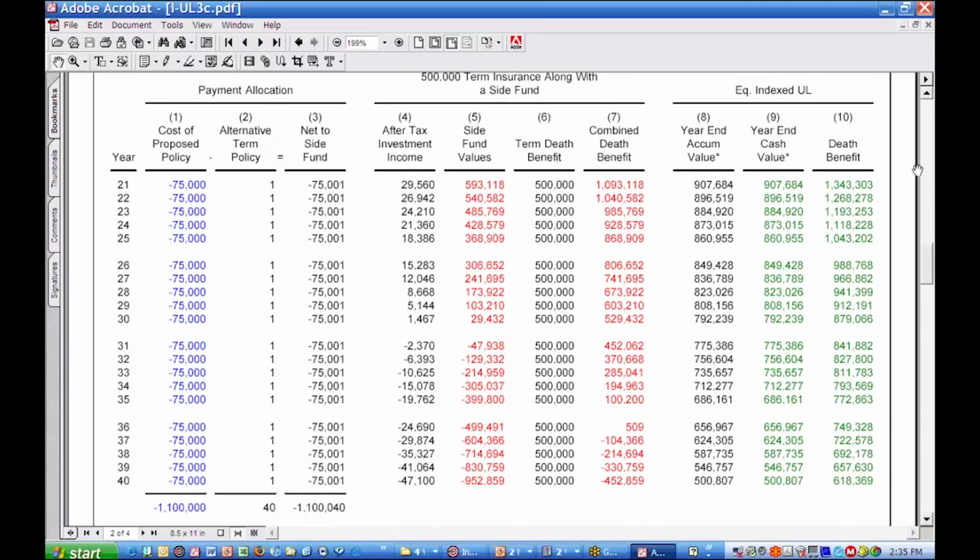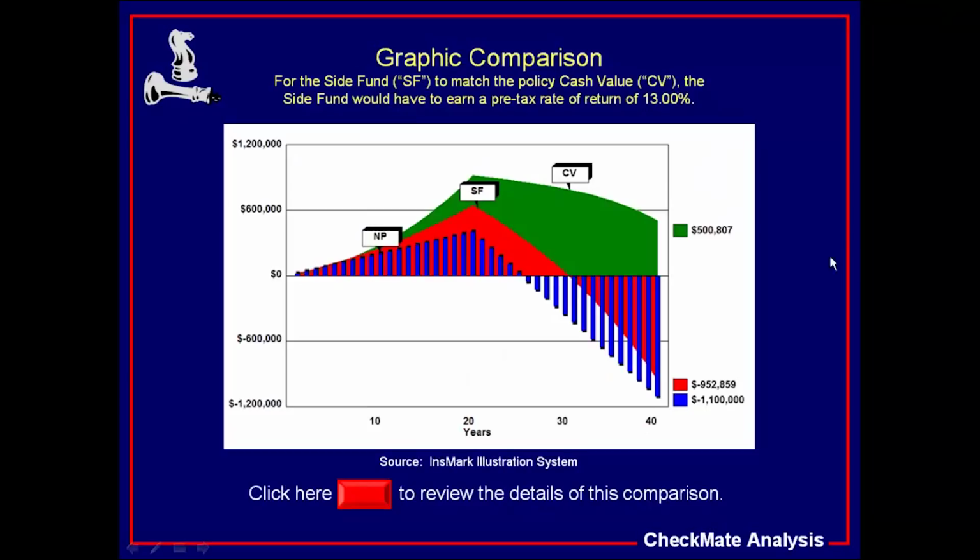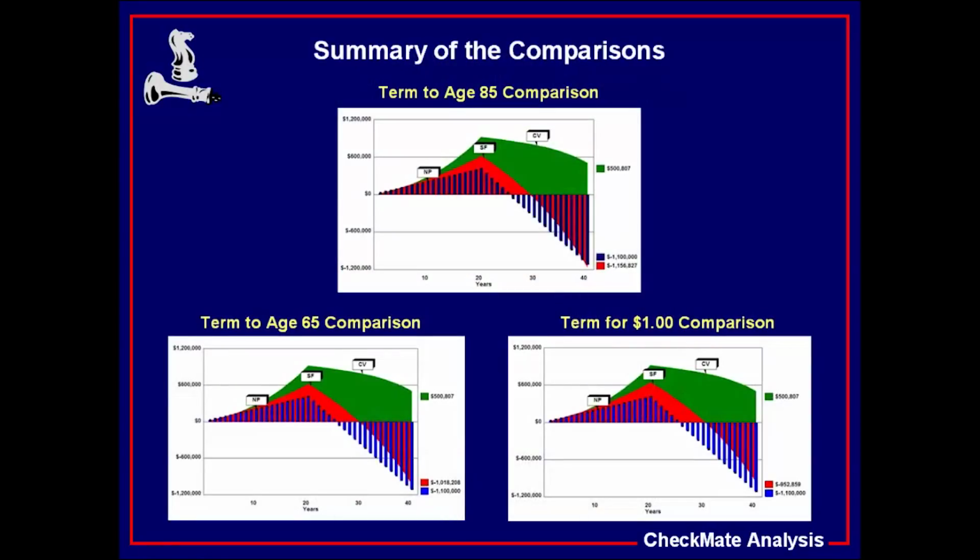And that's why Dr. Baker ought to be buying permanent insurance rather than term insurance if he has the cash flow to buy what he wants. There's your graphs again. Top graph, term to age 85 comparison. Lower left, term to 65 comparison. Lower right, term for $1. But as we said, green is good and red is not so hot.